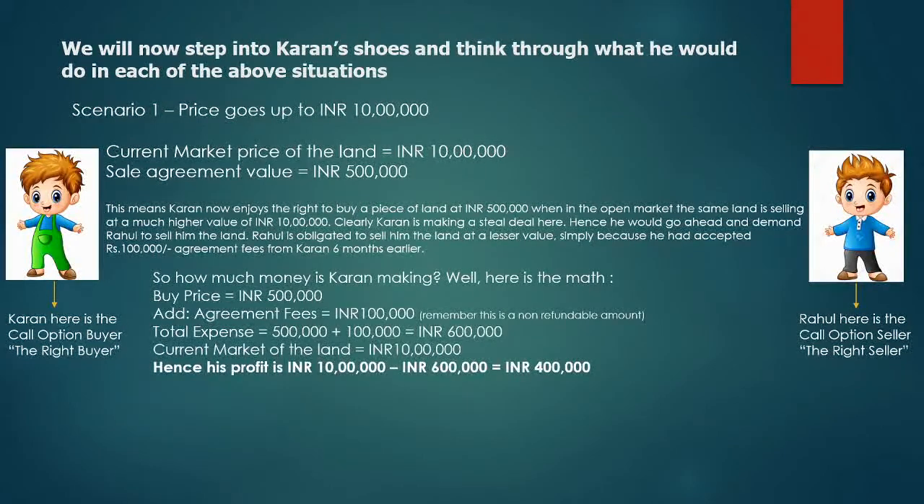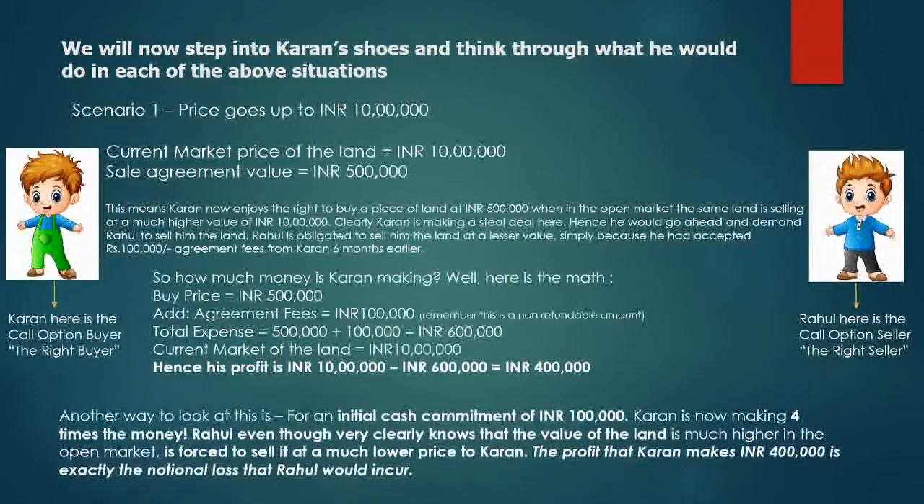So here's the math. Buy price of land is 5 lakh, plus the agreement fee. Remember, he had paid this earlier, and it was non-refundable. So the total expense which Karan has is 6 lakh. Current market value of the land is 10 lakh. Hence he is making a profit of 4 lakh in this case.